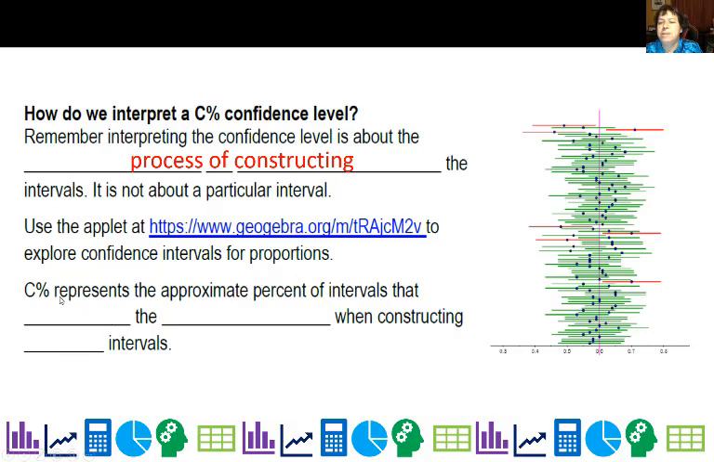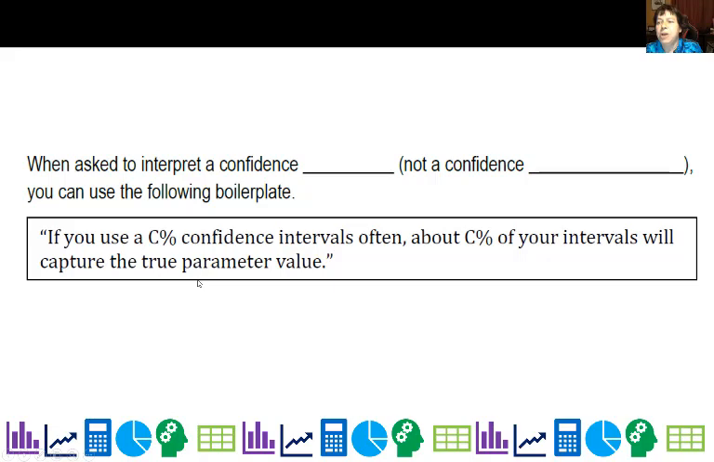The way we say it is a C%, whatever your confidence level is, represents the approximate percent of intervals that capture the parameter when constructing many intervals. So there's a boilerplate when asked to interpret a confidence level, not a confidence interval. Here's what you can write. If you use 95% confidence intervals often, about 95% of your intervals will capture the true parameter value.